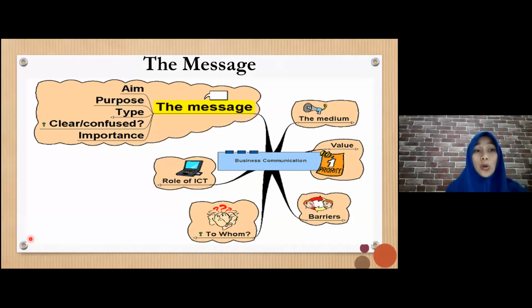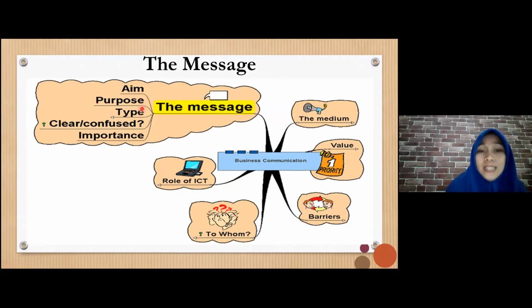Then there are some factors that will influence our communication, whether our communication will be responded to and understood by the receivers or not. There are some factors that we have to be prepared for. The first one is the message itself. Make sure what the aim of your message is, what the purpose is, whether it is good news or bad news, for example, in a business activity.